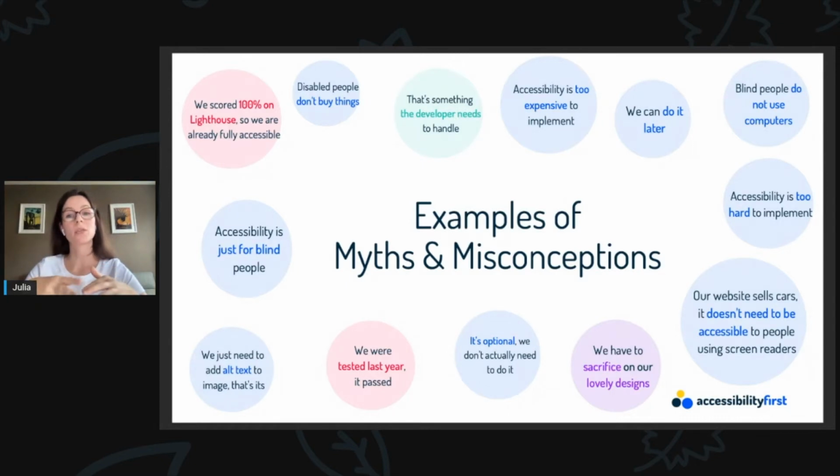accessibility is something a developer needs to handle, or that it's optional, for this kind of people who don't need to do it, and they don't want to sacrifice their lovely design. They're also thinking that implementing accessibility later in the project, or when they score 100% with Lighthouse, is enough. Or they are thinking that I have tested it last year and it was okay, so we don't need to test it again. Let's now take a closer look at some of these myths and clear them up. I have grouped them into 5 parts, but some of them could easily stand on their own.